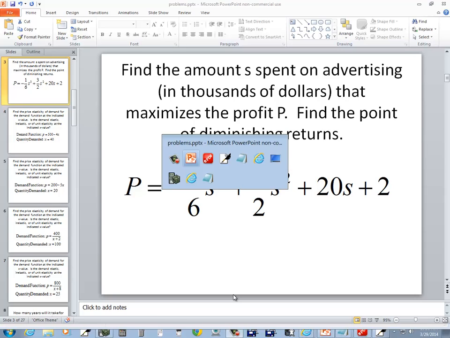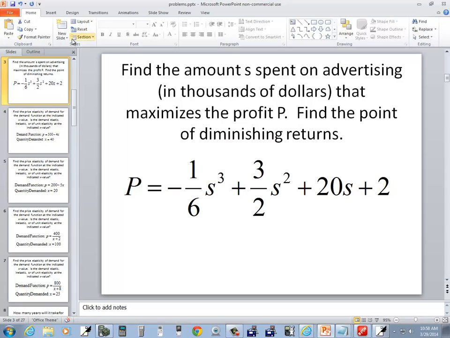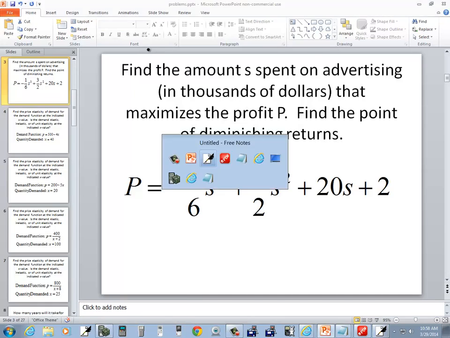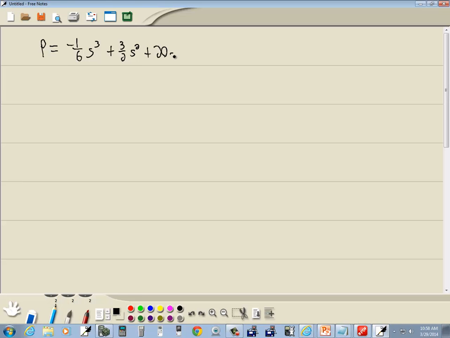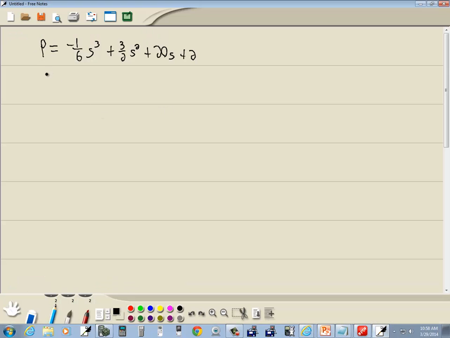Let's take a look at this problem. We've got P is equal to negative 1/6 s to the third plus 3/2 s squared plus 20s plus 2. And we want to find the amount S spent on advertising, in $1,000, that maximizes profit P.